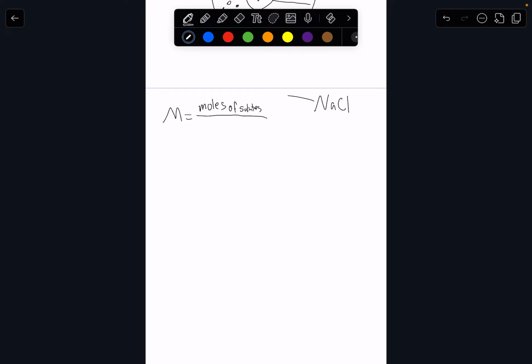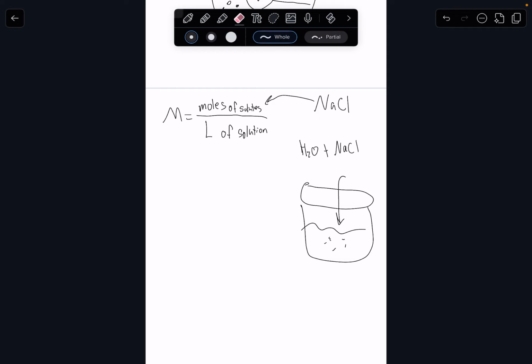This is going to be our solute. We measure that in liters of solution. And our solution is our solvent, which would be our water in this case, plus the NaCl. So just like the whole cup. If we had a cup, it includes the water with the NaCl in there. Cool. So this is just one way we measure concentration.